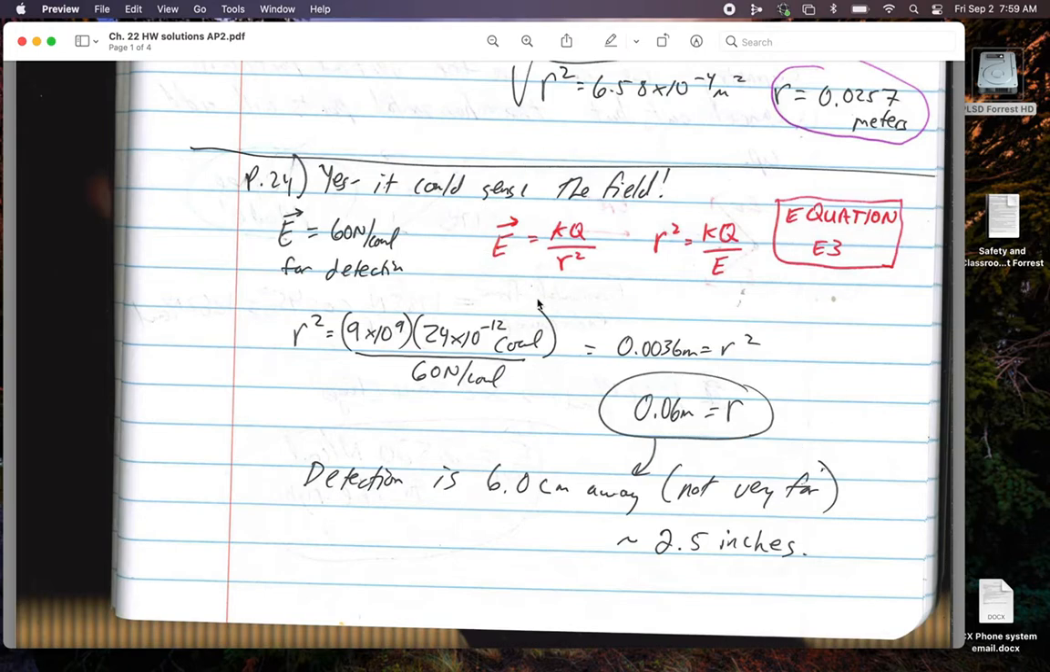Because the B would act as a point source, I'm going to use this formula, which is, I believe, formula E3 on your formula sheet. By the way, when you get them on the AP exam, they're not going to be labeled with the A, like the E's and the things like that. That's my doing.